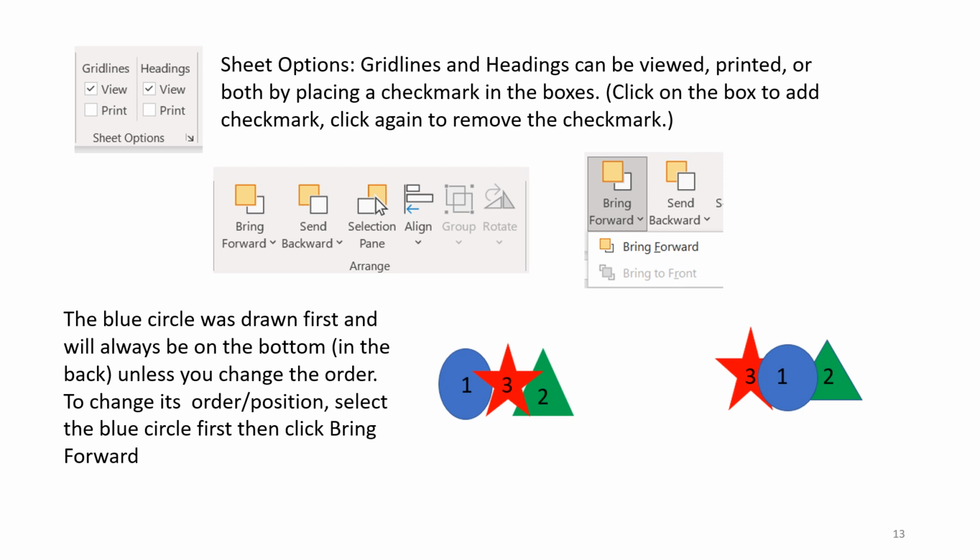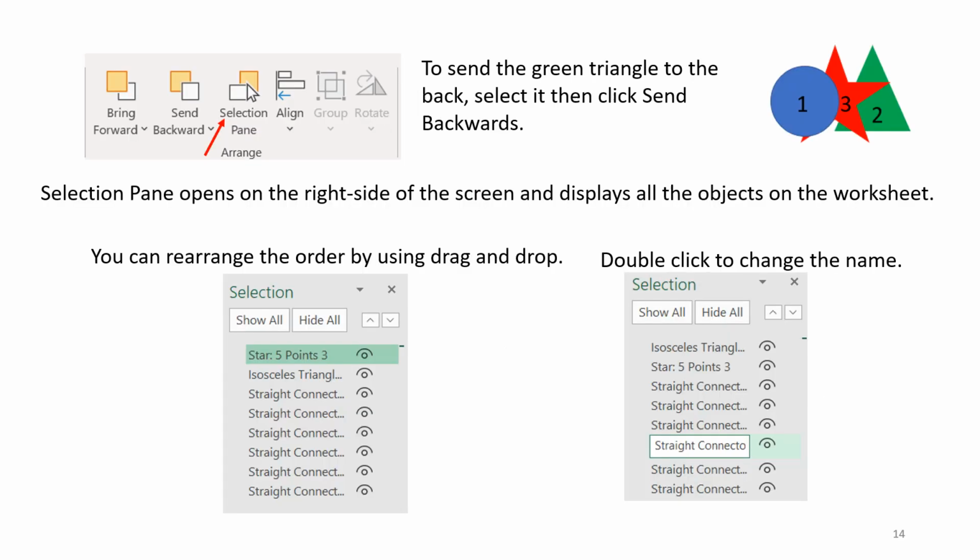The blue circle was drawn first and will always be on the bottom, in the back, unless you change the order. To change its order or position, select the blue circle first, then click Bring Forward. To send the green triangle to the back, select it and click Send Backwards.